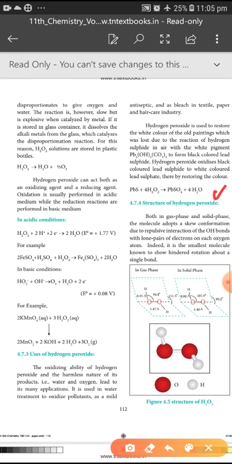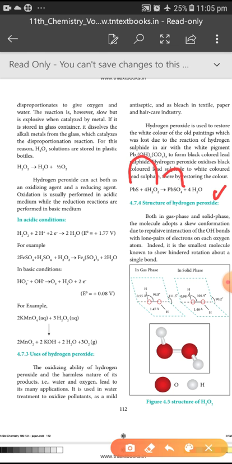Hydrogen peroxide oxidizes lead sulfide. It oxidizes the black colored lead sulfide to white colored lead sulfate.